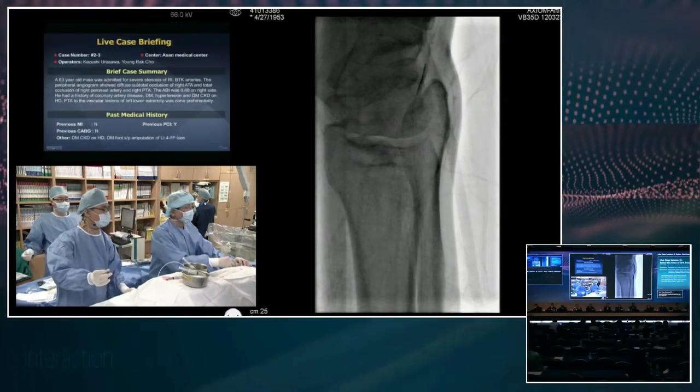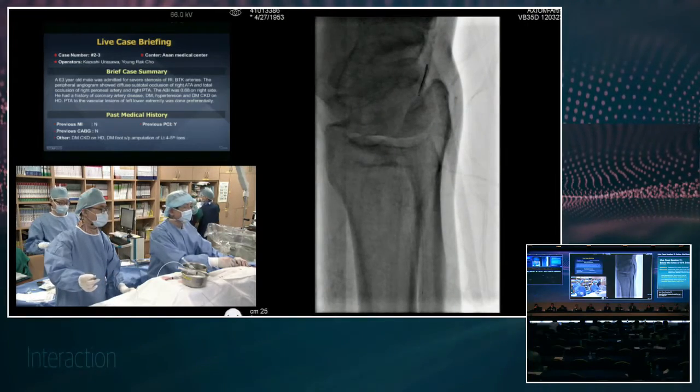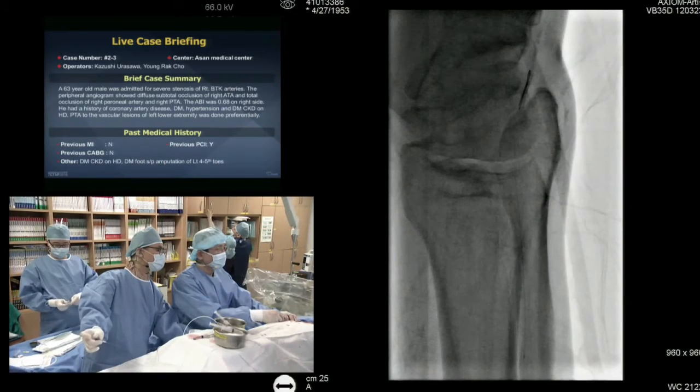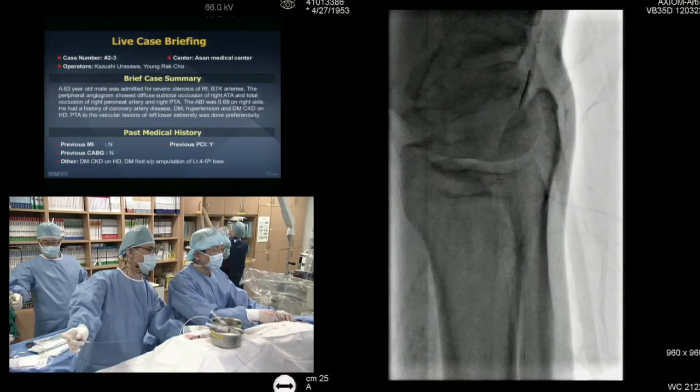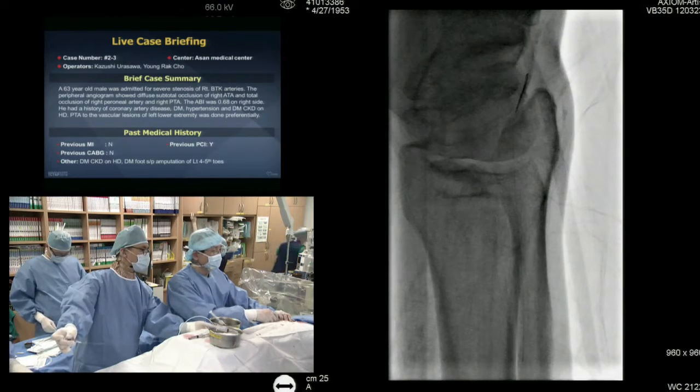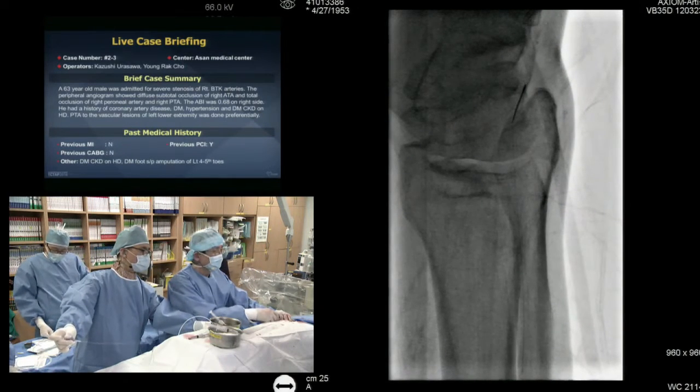The other thing we have to think about is if you use the short balloon in a long CTO lesion, every time you dilate the balloon, you have a crack in the atherosclerotic plaque at the shoulder of the balloon. So that's the major reason we have to use the long balloon for long, big CTO.